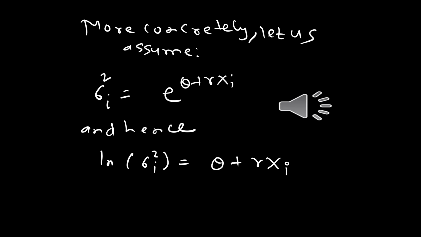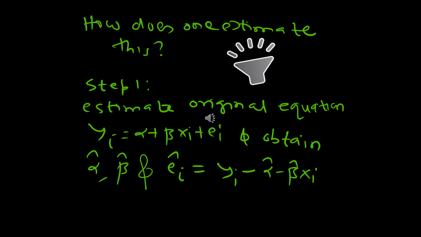Now, if you take natural logs on both sides, then we have natural log of sigma square i is theta plus gamma xi. So start with the original equation in untransformed variables. The original equation was yi is equal to alpha plus beta xi plus ei. We know that because x and e are uncorrelated, OLS estimators will continue to be unbiased and consistent. So use OLS on the original equation and obtain estimates alpha hat, beta hat and e hat i, which is yi minus y hat i, which is yi minus alpha hat plus beta hat xi.